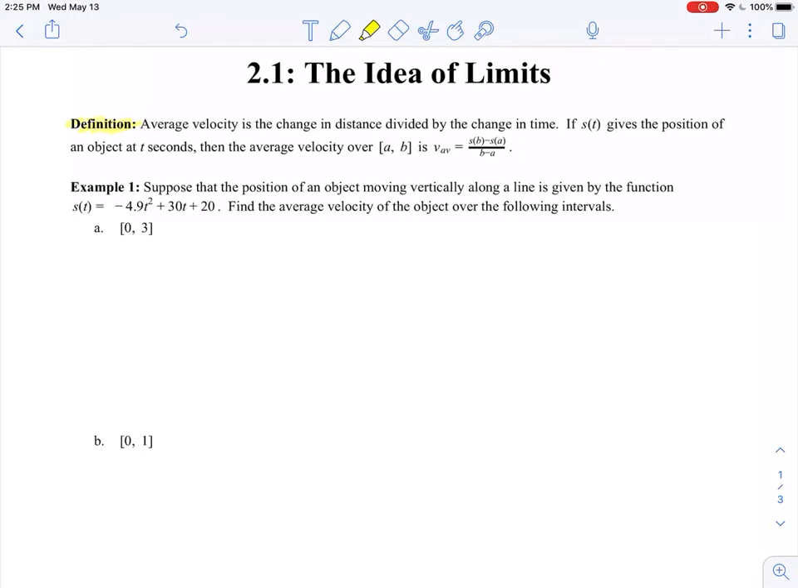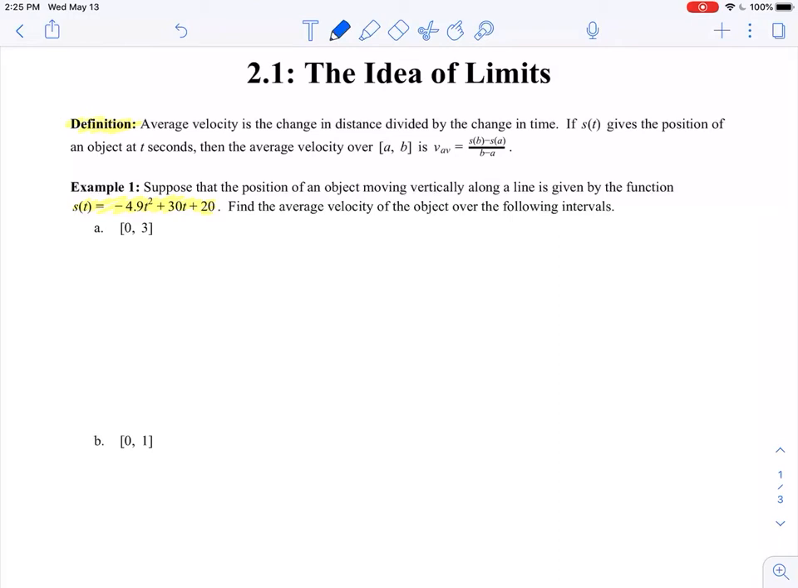So let's work with this in example 1. We're just going to practice using it. We have this position function s of t equals negative 4.9 t squared plus 30t plus 20. We're going to find the average velocity over each of the following intervals.